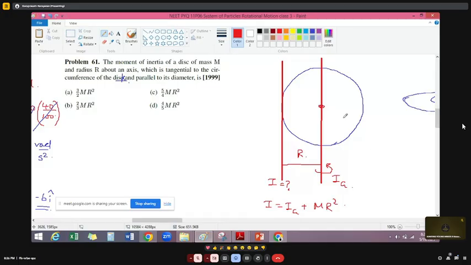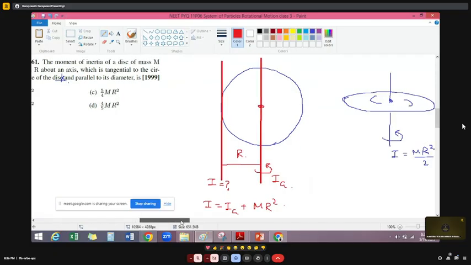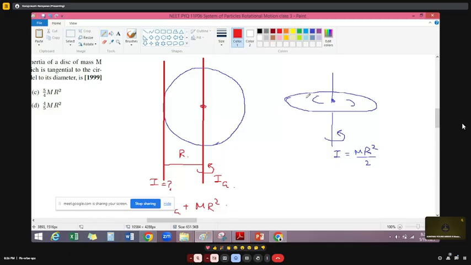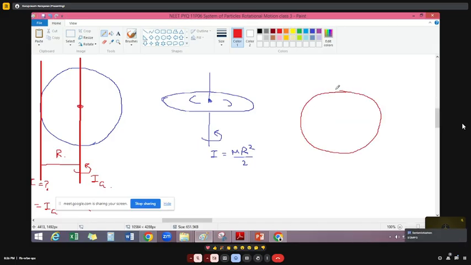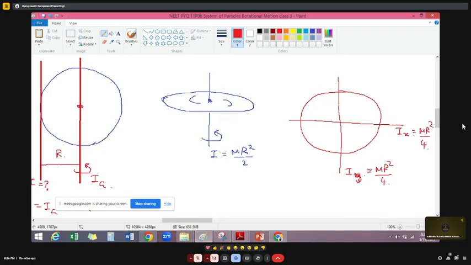How do I know Ig? I know that if I take the axis perpendicular to this paper or plane, that is this value. So I will draw it separately so that you folks don't get confused. We have studied something called Ix and Iy. Maybe you can call this Ix and this Iy. This has to be mr squared by 4. How do I know this, sir? From your perpendicular axis theorem, if I add this and this, I should get the moment of inertia about the z-axis coming out of the paper. So Iz is equal to Ix plus Iy.